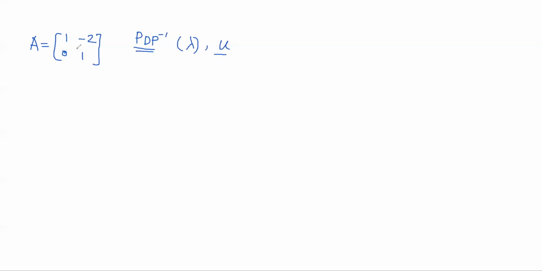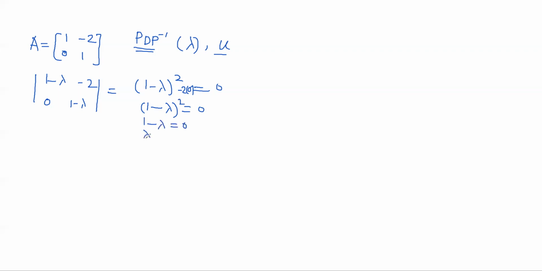For finding the eigenvalues, we will write it in the characteristic equation form. So it will be 1 minus lambda, -2, 0, 1 minus lambda. Then we will find its determinant, which is (1 minus lambda) squared, because -2 times 0 is 0, and we equate it to 0. So (1 minus lambda) squared is equal to 0, then 1 minus lambda is 0, and lambda is equal to 1.